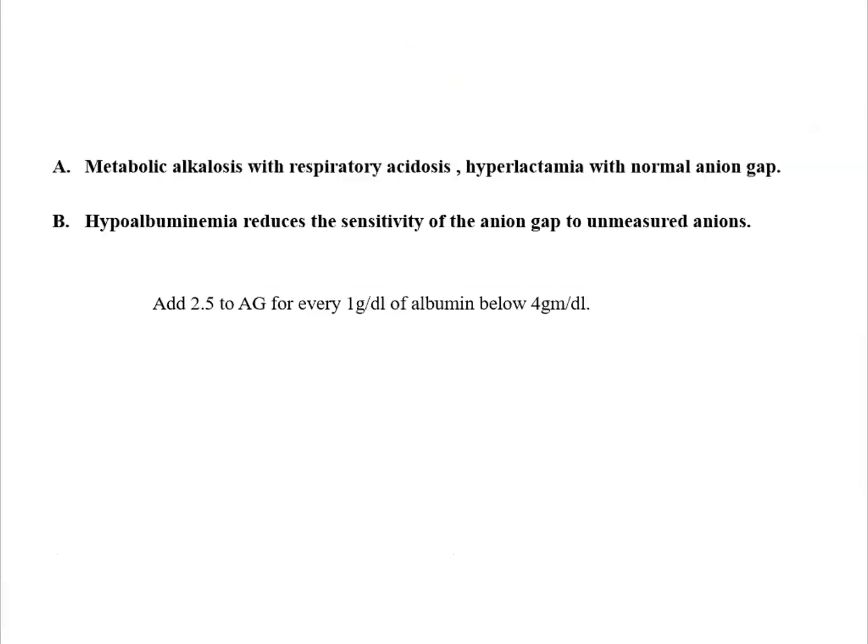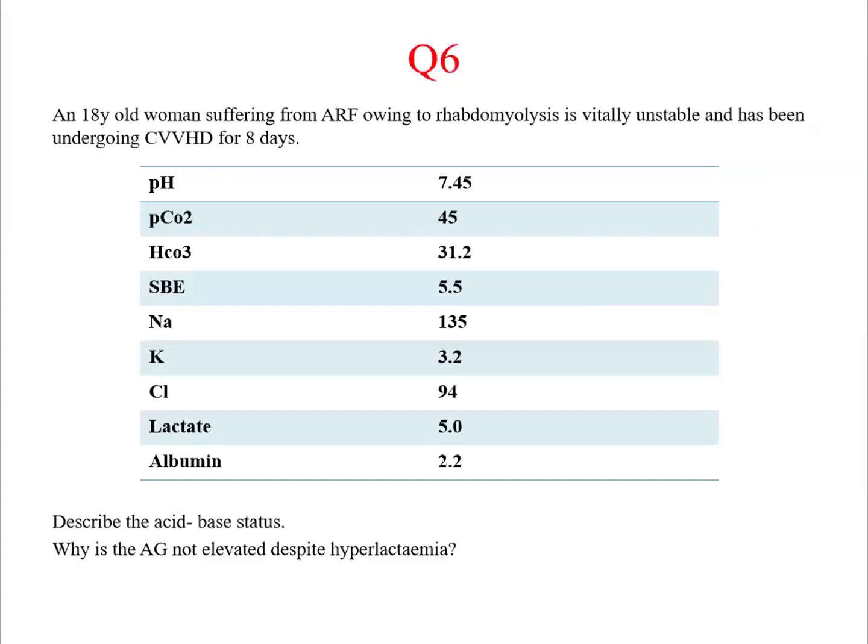So metabolic alkalosis with respiratory acidosis. When you interpret the ABG, you should also tell about the abnormal things that are present here. So hyperlactatemia with a normal anion gap, which everyone mentioned. Your lactate is very high here. But why is your anion gap not increased in this particular case? Lactate is 5. So ideally, hyperlactatemia should cause a high anion gap. Why is it not in this case?